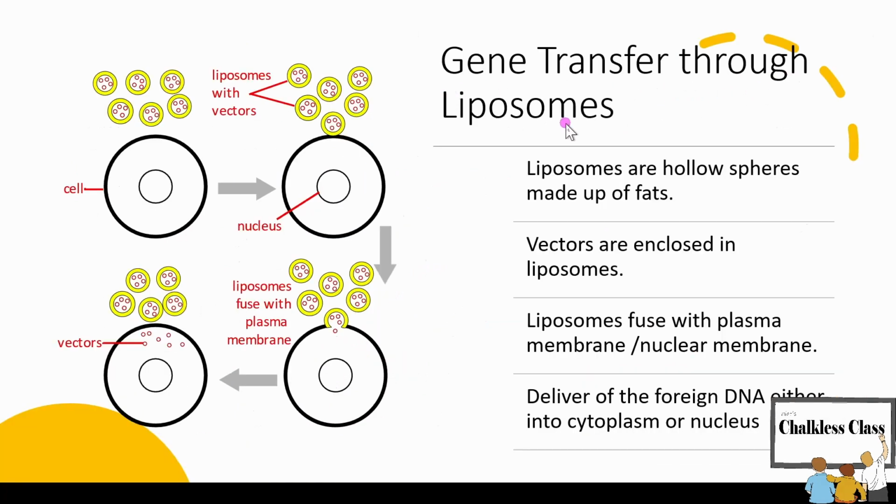Gene transfer through liposomes. What are liposomes? Liposomes are hollow spheres, hollow balls made up of fats. In these balls, the vectors are enclosed, or we can say the rDNA, or recombinant DNA, is enclosed in these fat balls called liposomes. Liposomes fuse with the plasma membrane and the nuclear membrane and deliver the rDNA or foreign DNA into the cell and to the nucleus. In this way, the foreign genes or recombinant DNA can be transferred through liposomes.